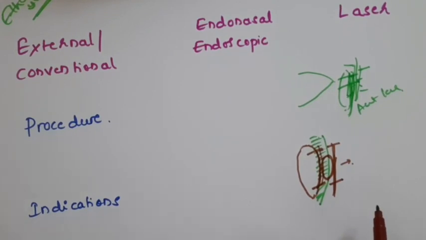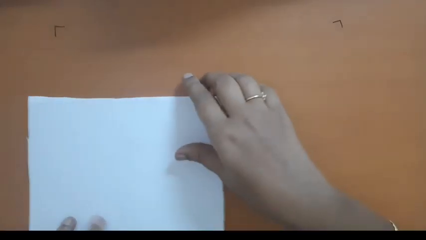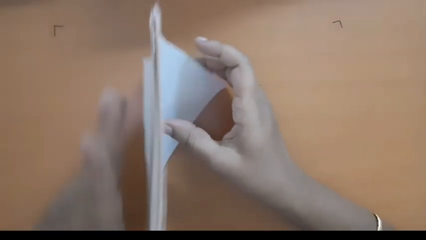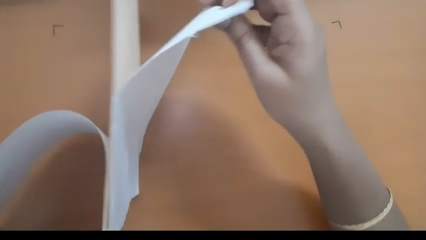I will demonstrate this with the help of paper so that it will be easy for you to understand. So this is just an attempt to show how the DCR works. Suppose I am sitting at the patient's head end. So this is the patient's left eye. So we have the lacrimal sac here. This is the lacrimal sac, this is the nasal bone and this is the nasal mucosa.